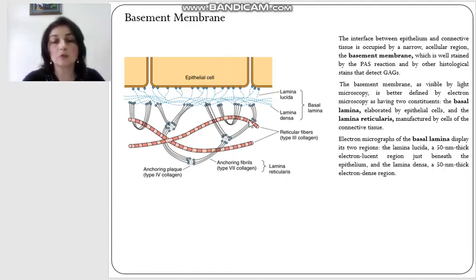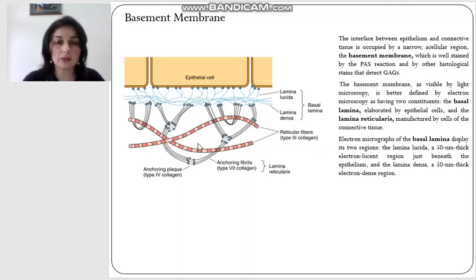Then also we have to know that lamina densa is anchored to the reticular lamina via anchoring fibers. These are collagen type 7. Let's look. Collagen type 7 is called anchoring fibers. Here also present are fibrillin and also fibronectin. It also serves for binding of the lamina densa to the lamina reticularis.